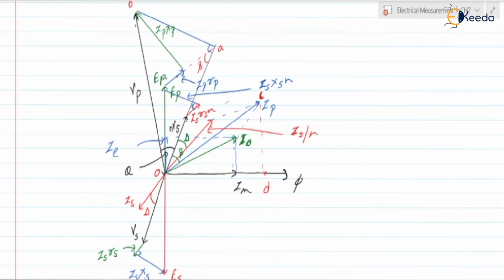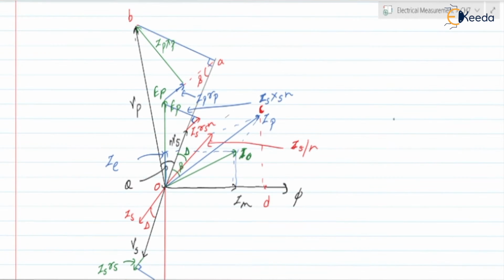So this is the Ep we have. This phasor is of Ep. Ep plus Ip Rp plus Ip Xp is nothing but Vp. Here we have extended the N into Vs phasor. The gray one indicates the extension of the N into Vs phasor, and from point B, the end point of the Vp, we have drawn a perpendicular. BA is parallel to Is into Xs into N.